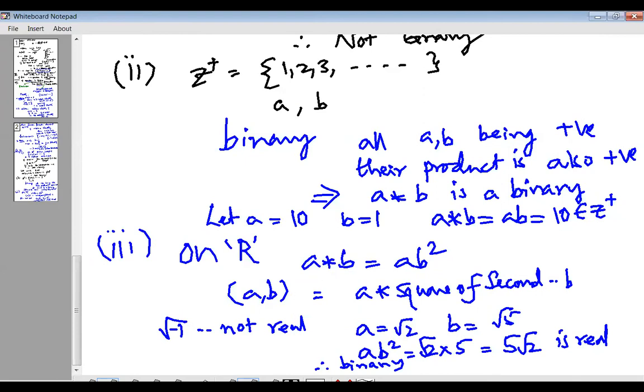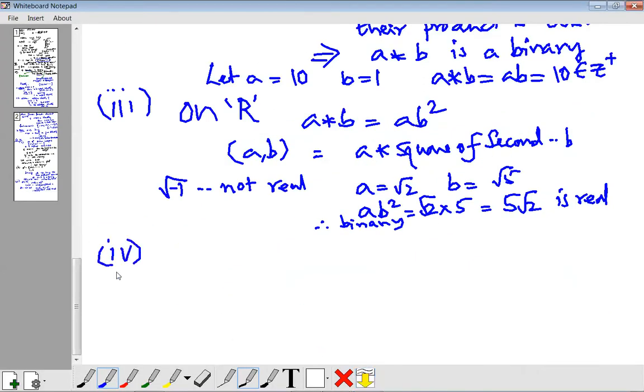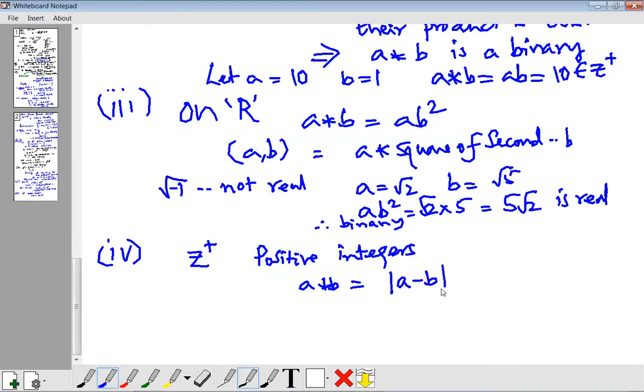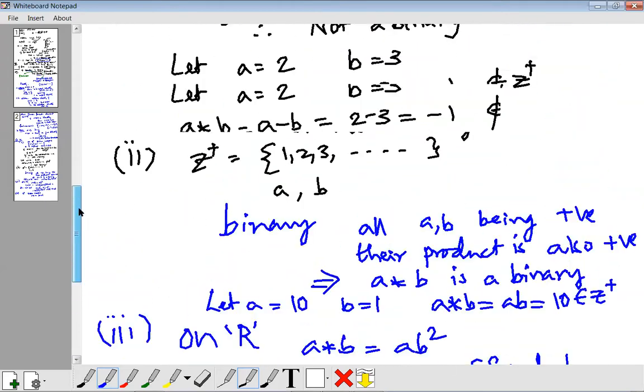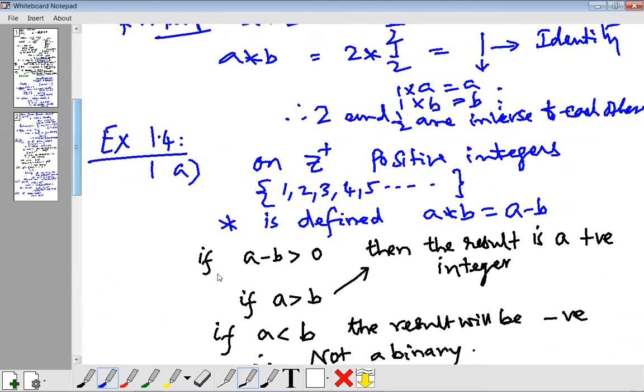Then the next one, fourth one. It is defined on Z plus. Again, positive integers. So here he is asking A star B is defined as mod A minus B. Okay. So remember when we did the first question, there also we got A minus B. But then that operation was not binary.